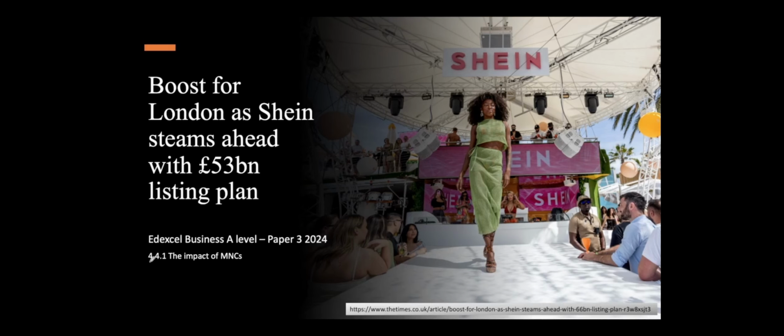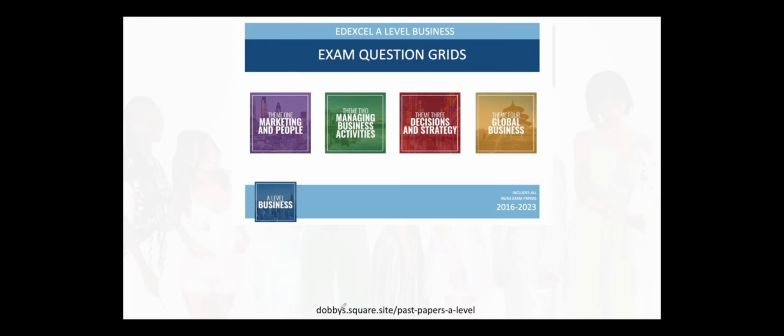So we're going to go through the theory. There's a lot of it. Impact of multinational corporations. We'll do it all in context with Shein. There's the original article from the Times if you want to go and read it from them. If not, you can read it here.